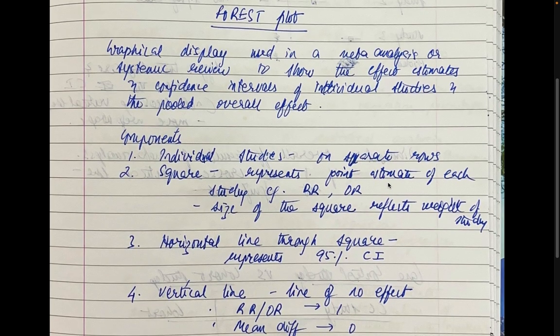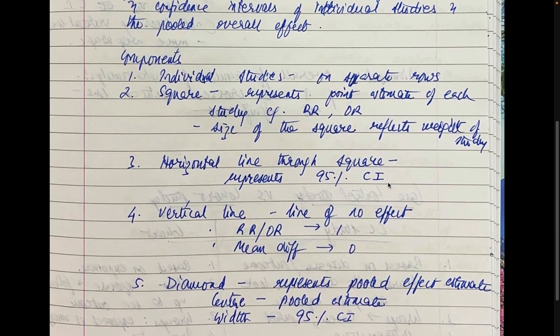Forest plot. This is a graphical display which is used in a meta-analysis or a systematic review to show the effect estimates and confidence intervals of individual studies and the pooled overall effect. The components include individual studies on separate rows. The square represents the point estimate of each study. For example, you're studying the RR, relative risk, or the odds ratio, and the size of the square reflects the weight of the study. The horizontal line through the square represents the 95% confidence interval. The vertical line is a line of no effect.